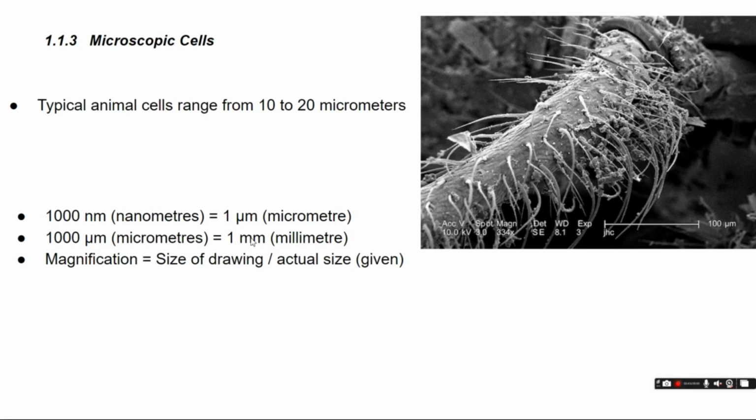So 2 centimeters, we convert that to millimeters, that would be 20 millimeters. We convert that further to micrometers. So it'd be 20,000 micrometers over 100 micrometers. And we'd get a total of 200 times magnification.